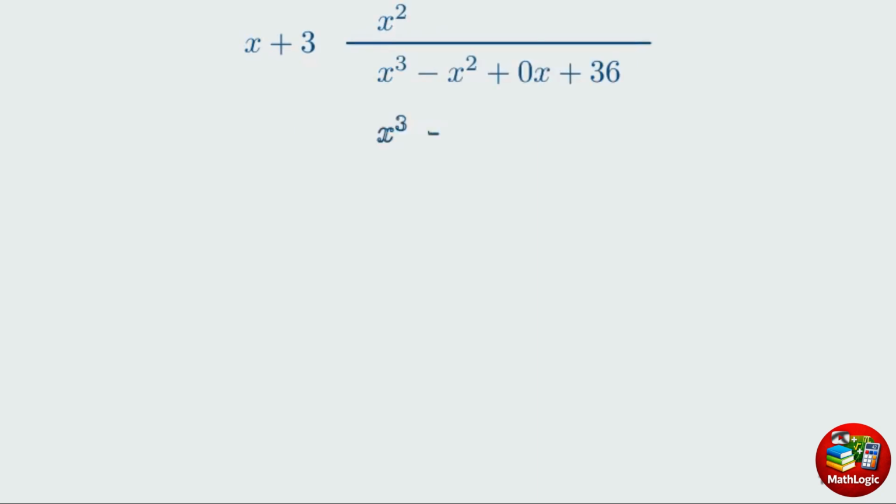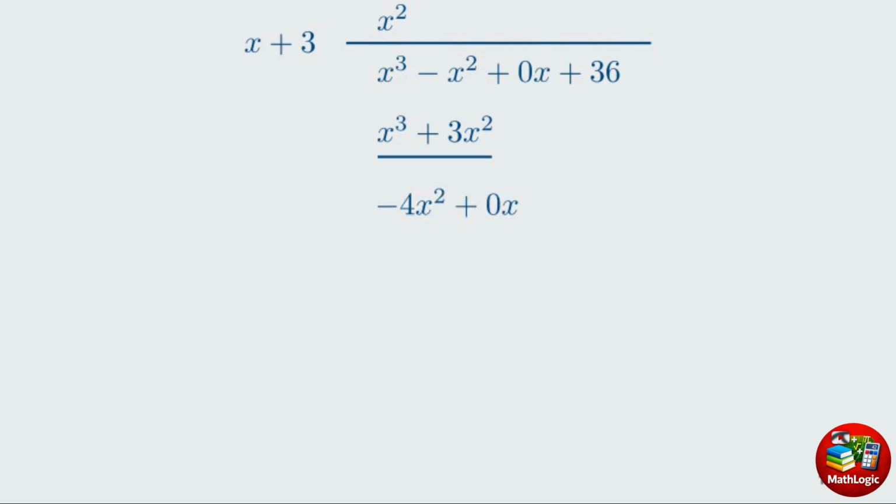First, we ask, what times x gives us x cubed? That would be x squared. We write x squared on top. Then we multiply x squared by x plus 3, which gives us x cubed plus 3x squared. We subtract this from the polynomial.